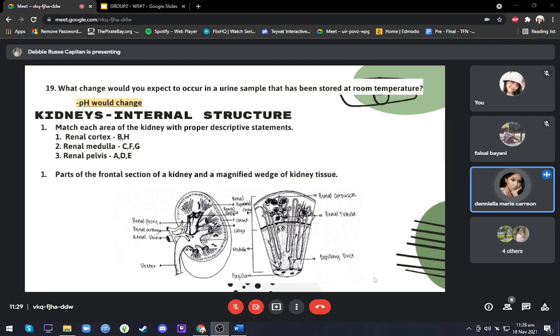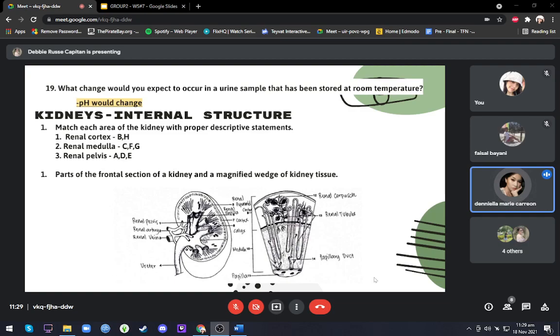Renal pelvis, A, D, and E. A is a cavity formed by the expansion of the ureter within the kidney at the hilus. D, the calyces are funnel-shaped extensions of this part. And E, urine enters from the papillae of the pyramids.